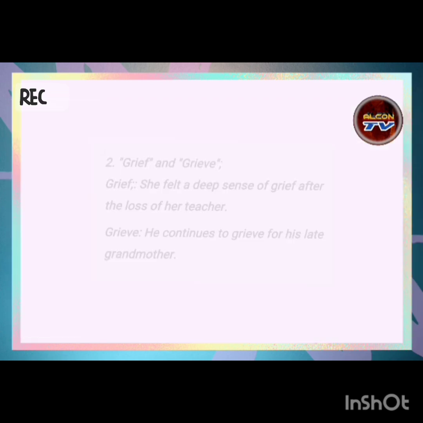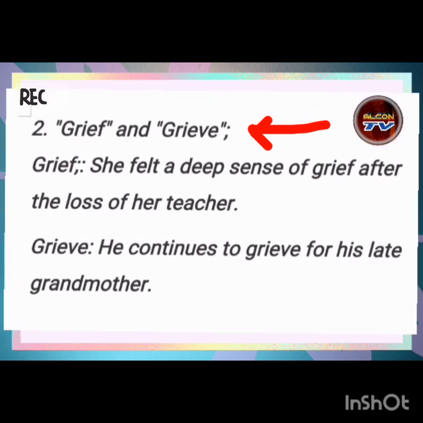The next example is grief and grieve. Grief, noun, and grieve, verb. For grief: She felt a deep sense of grief after the loss of her teacher. That makes the word grief a noun. Now you say grieve: He continues to grieve for his late grandmother.